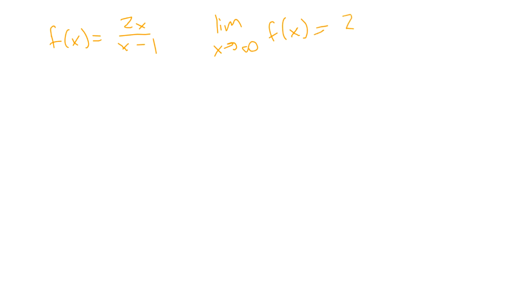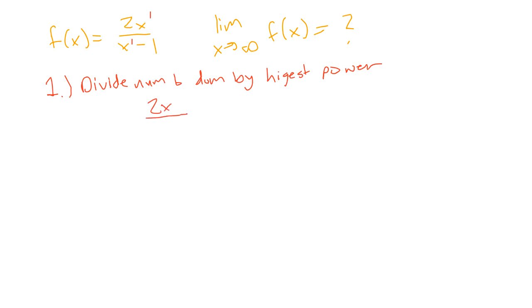Let's work through how we're going to solve this. The first thing we're going to do is divide both the numerator and denominator by the highest power. Since we have 2x to the 1 up here, and x to the 1 down here, we're going to take 2x over x, and we're going to have that again in the denominator, x minus 1 all over x. Because we're dividing both the numerator and denominator by the same thing, this is algebraically appropriate.